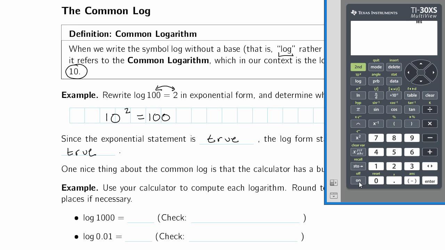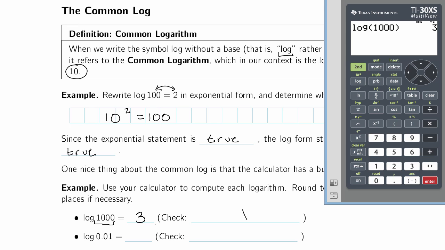And the way that this button works on these TI calculators is you press log, and it gives you this log symbol, followed by an open parenthesis, and then you type in the number you want to take a log of. So our first example, we'll take log of 10,000. Close the parenthesis, hit enter, and according to the calculator, the log base 10 of 10,000 is 3.